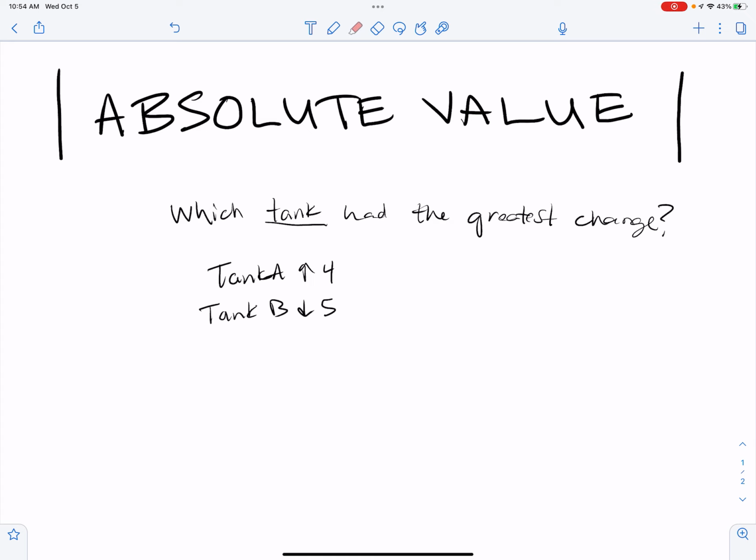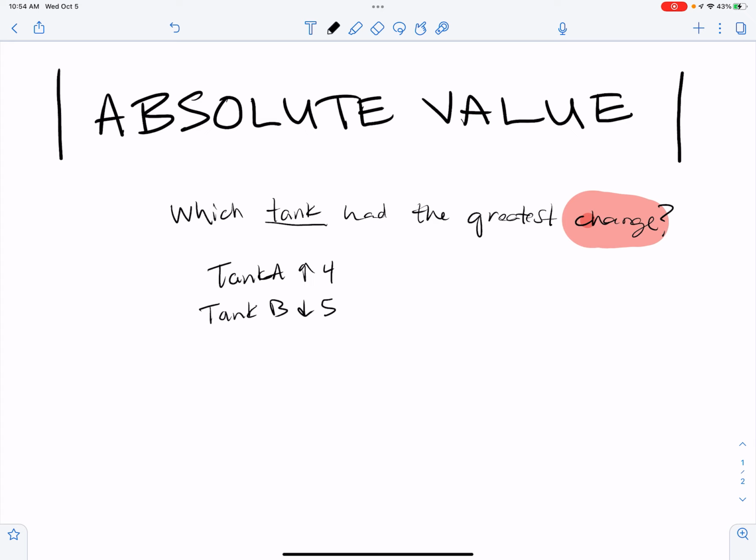Now, the key word here is change, not which one ended with the greatest amount or which one started with the greatest amount. But in this scenario, the values changed, and so which one had the most change? And this is a real-life application of absolute value.